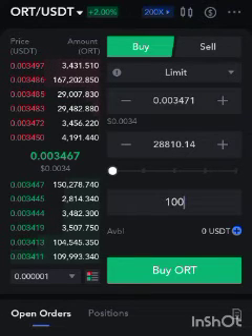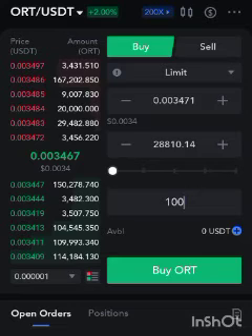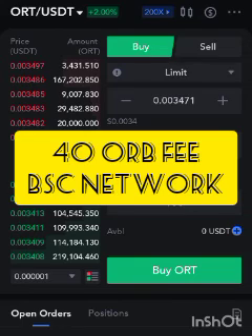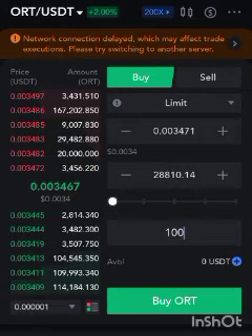I have checked this. Yes, it is possible for you to withdraw on MEXE, and the fee is just 40 ORT, and it is at the Binance chain. Yeah, the Binance chain, the BSC, the BEP20 chain.